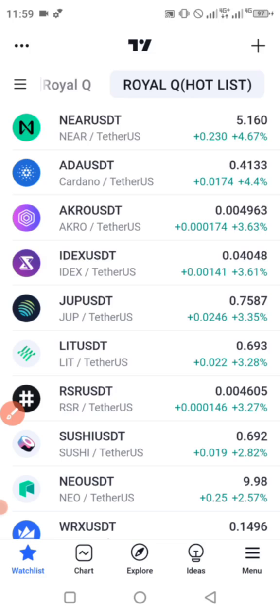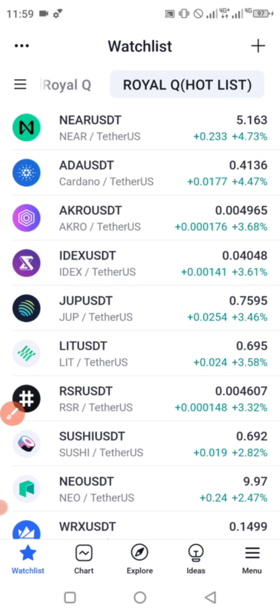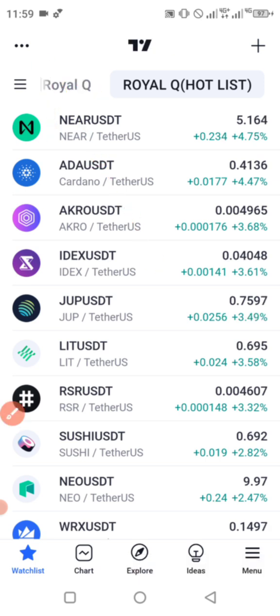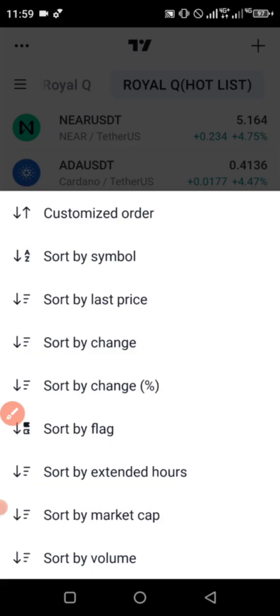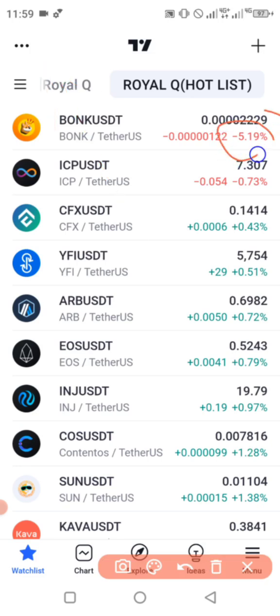You can see it will arrange it according to the ones that are rising in price. So the ones that have risen in price the most is near, right? So when you go back and apply the same technique by tapping this three dots, tap on sort by, then tap on sort by change percent, it arranged it according to the ones that have fallen in price. So the one that fell in price the most is bunk. You can see it minus.